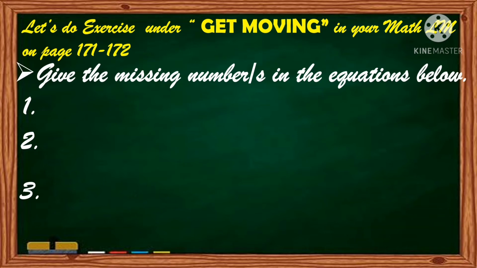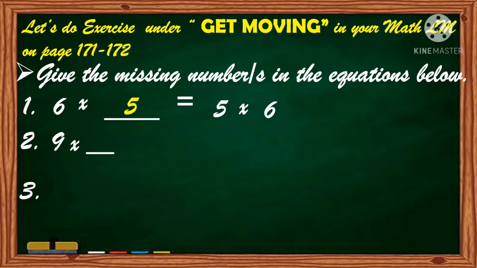Number 1. 6 times blank is equal to 5 times 6. So what do you think is the missing number? Okay, very good. 5 is the correct answer.